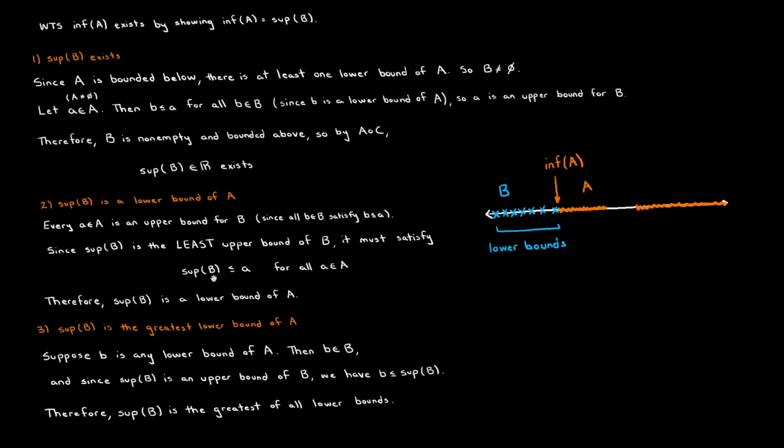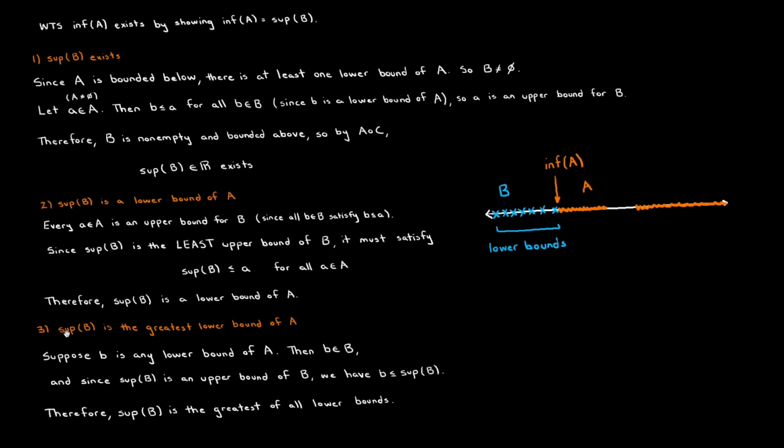So we have that the supremum of B is less than or equal to all the a's, because all the a's are upper bounds for B and the supremum is the least upper bound. So it should be less than or equal to all the members of A. And now let's shift our perspective back to A. What we see is that the supremum of B is actually a lower bound of A, right? Because it's less than or equal to everything in A.